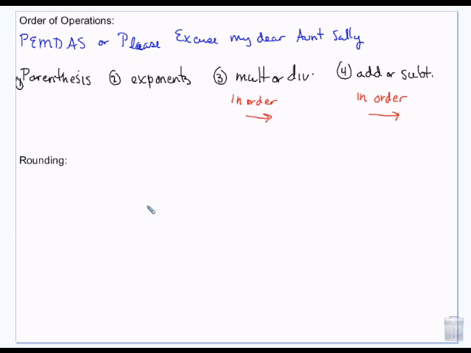Rounding. You guys know the rounding rules. Do I need to go over these? 5 or more go up, 4 or less stay the same. So we'll skip that.